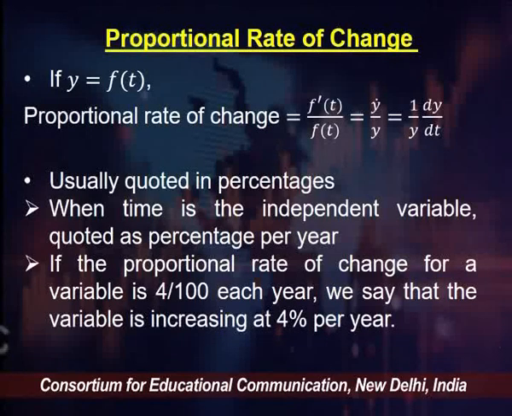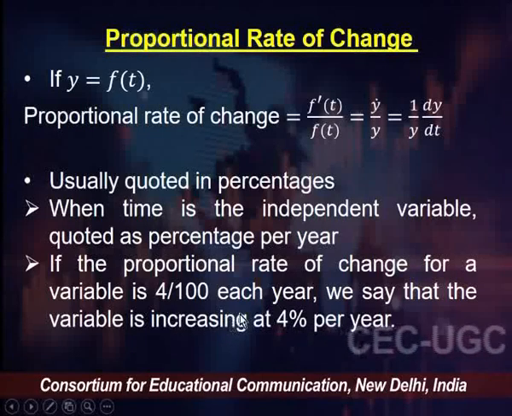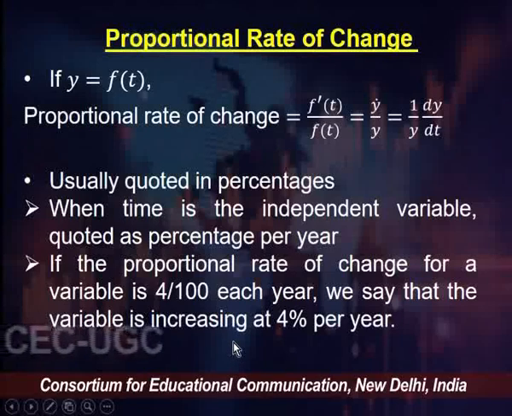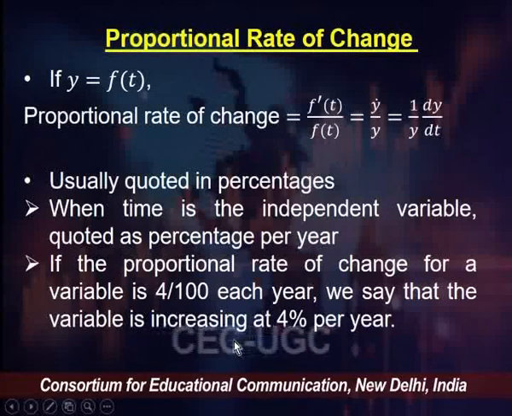And to illustrate, let us suppose the proportional rate of change for a variable is 4 by 100 each year. Then we say that the variable in question is increasing at 4% per year. So if the proportional rate of change is 4 by 100 each year, it is quoted as a percentage. That is to say, the variable is increasing at 4% per year. This is something you have to take note of in terms of how we report this particular rate of change.